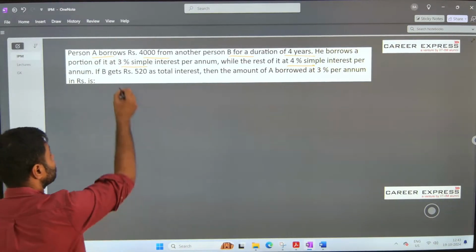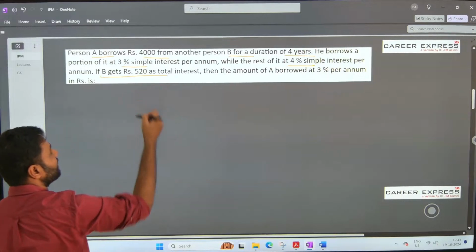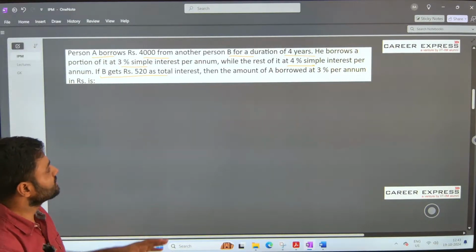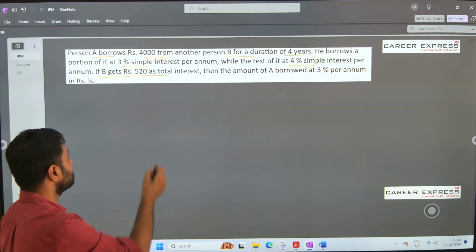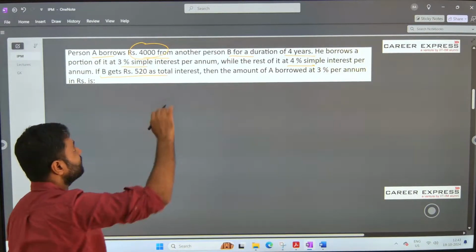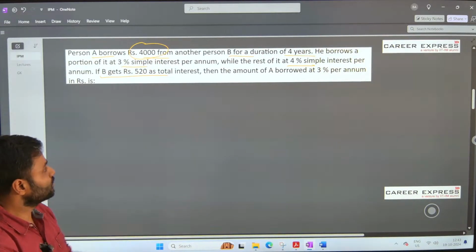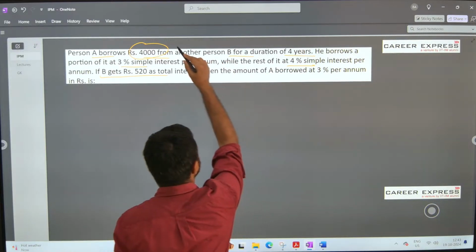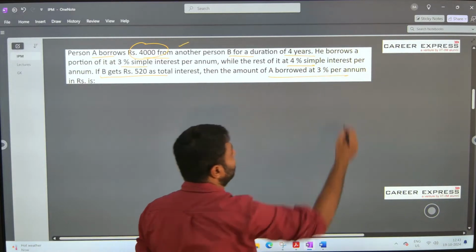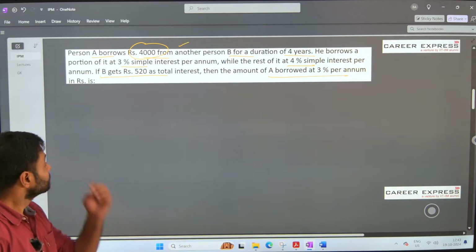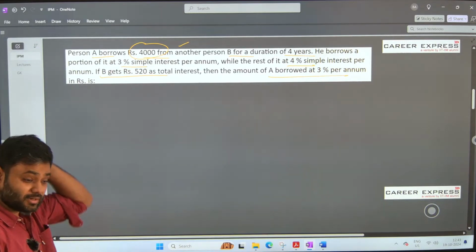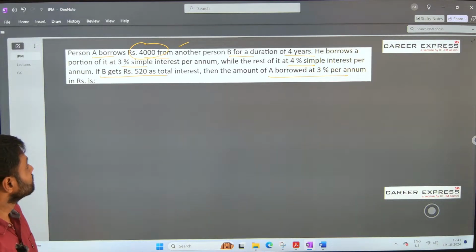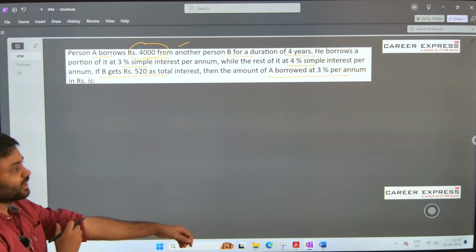And person B, who lends the money, gets 520 rupees after 4 years as total interest on the amount of 4,000 rupees that was given as loan. So now the question is, what portion of 4,000 was taken by A at 3% per annum interest? There are two ways to solve this question. First is, of course, to make the equations.